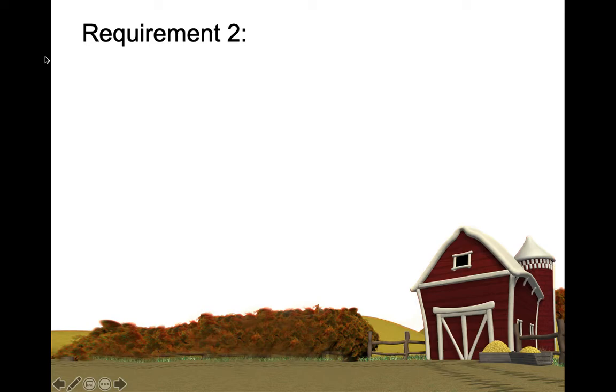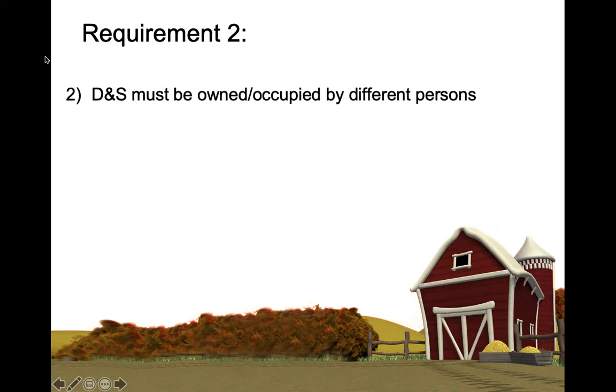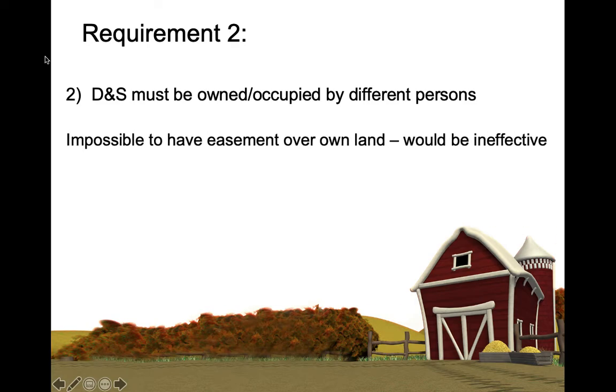The next criteria that we see in the Re Ellenborough Park case is that those dominant and servient tenements are then obviously owned or occupied by different entities or different parties. It is not possible for you to be able to have an easement over yourself. So if one person owned both of those plots of land that I showed you a moment ago, it wouldn't be them having an easement, it would just be them using their own land, and therefore that's not an easement. It's just them exercising the rights of true ownership.